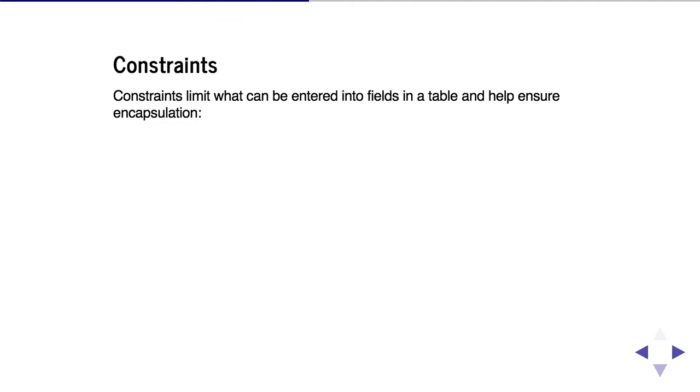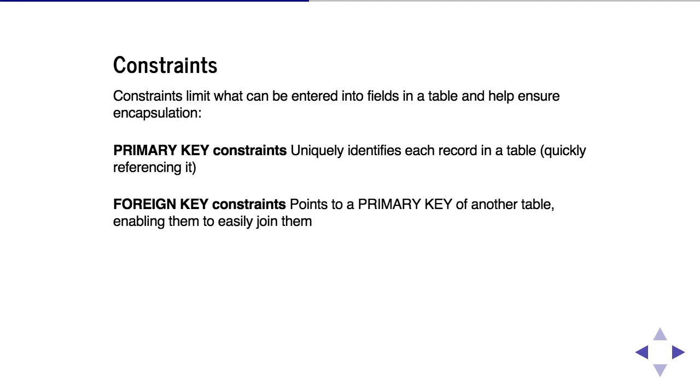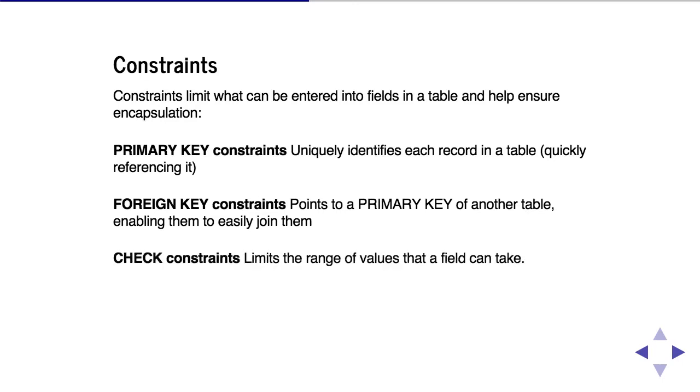So constraints, basically, we could limit what's entered into a row using constraints. For instance, primary keys uniquely identify each row. Foreign keys point to the primary key of another table, enabling them to easily be joined. Check constraints limit the range of values that a field can take.